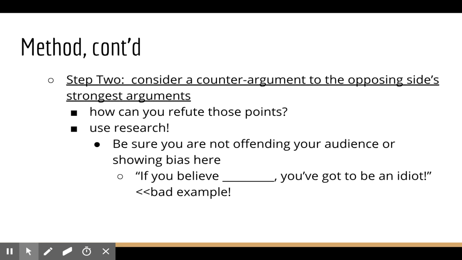Next, consider how you will counter those main points from your opposing side. How can you refute them? It's okay if you can't come up with ideas on your own. You should be using research. Be sure that you're not offending your audience or showing any type of bias. Instead, you should use examples and facts.